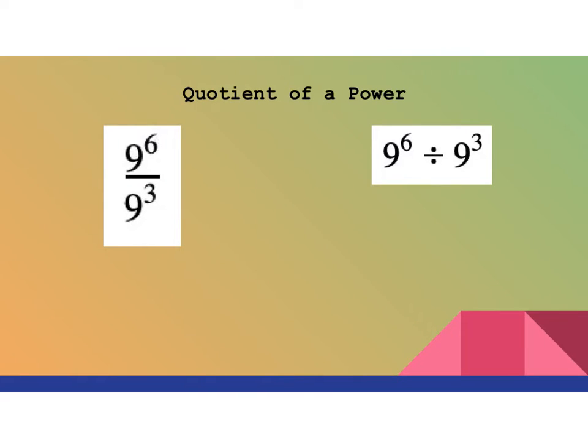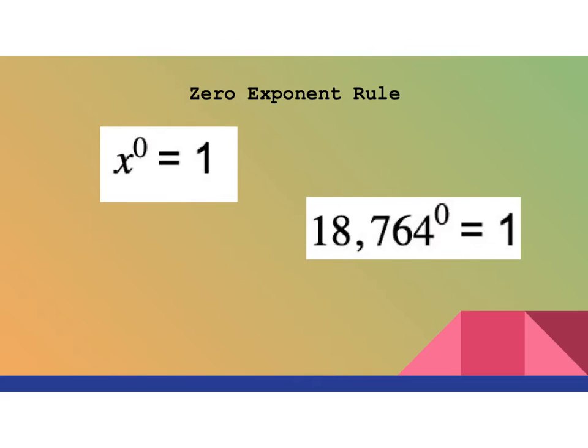9 to the 6th divided by 9 to the 3rd. Our base is the same. Same base, same base. Yep. So let's take this 9, bam, our base. 6 minus 3 equals 9 to the third. Pretty quick and easy. Okay.